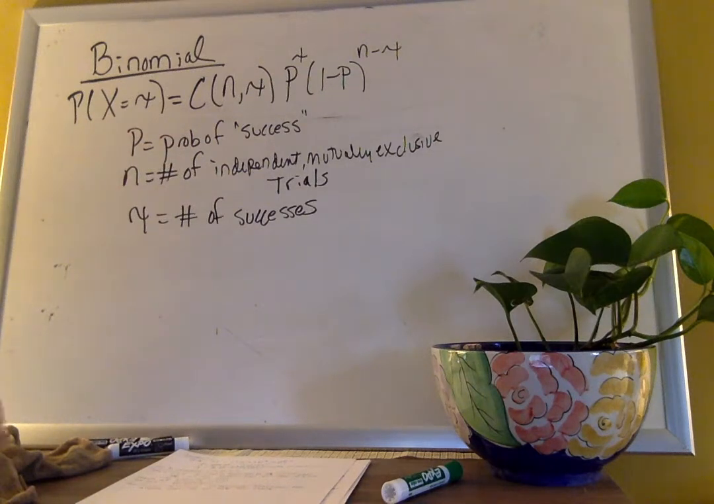This is a formula that only works when there's two choices. Jeannie either forgot or remembered. The car either passed or failed. There's not a third option.